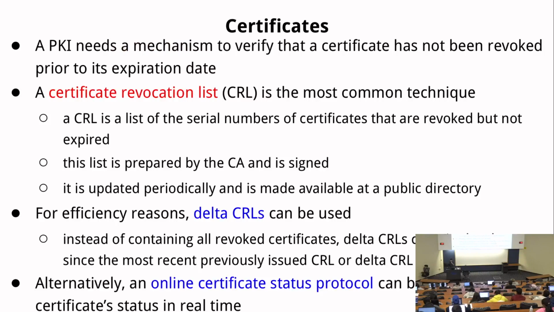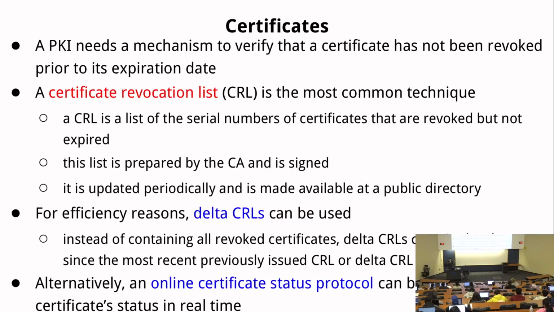So, obviously, how do we design this CRL? The CRL should have a list of all the serial numbers of all the certificates that have been revoked.